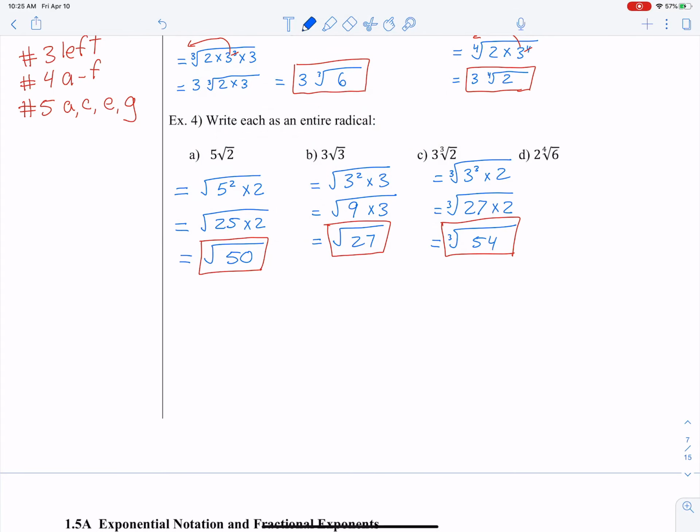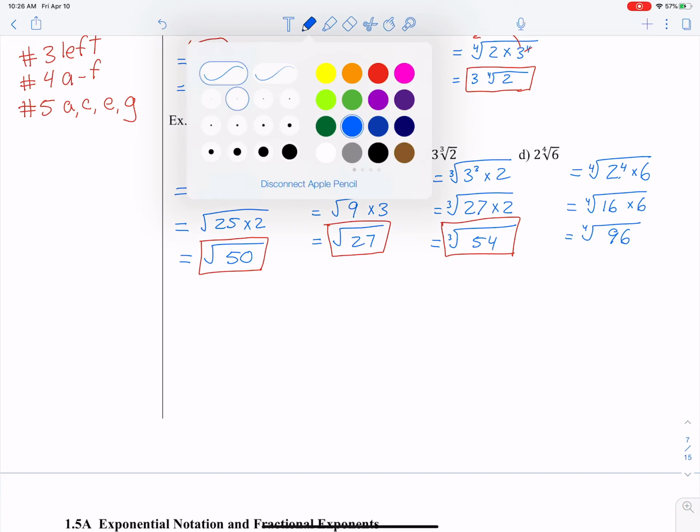And then finally here we have an index of 4. So make sure that we write the 4 when we do our root sign. Here the 2 is moving inside, so it gets a 4 put on it, and then we have 6. When we multiply 2 to the 4, we get 16 times 6. And then we get 96 as a final answer.